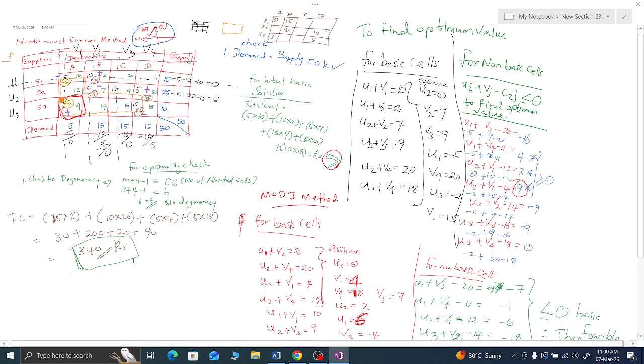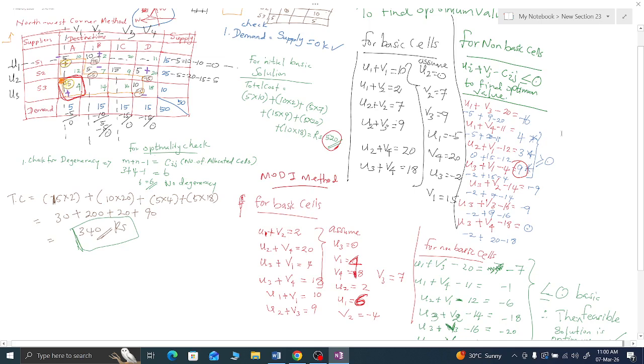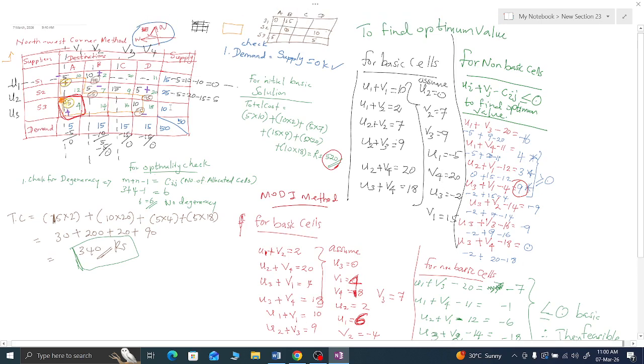In the next video I will explain the initial basic solution. I already told you the northwest corner method, and the other two methods for finding the initial basic solution I will discuss in the next video. So keep watching. And for the same solution, the MODI method optimality check is the same as well, right?